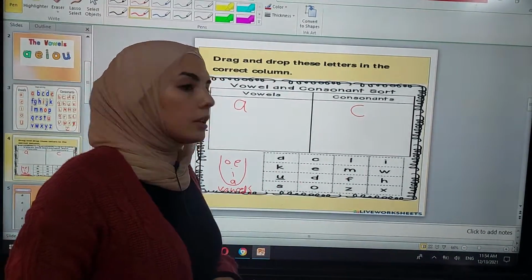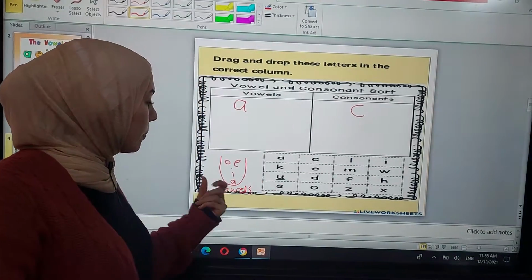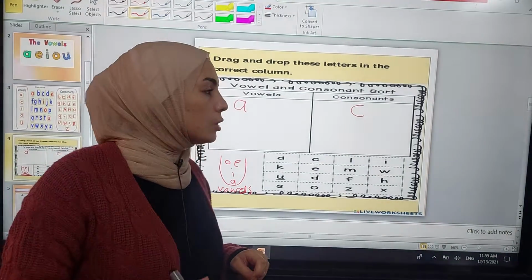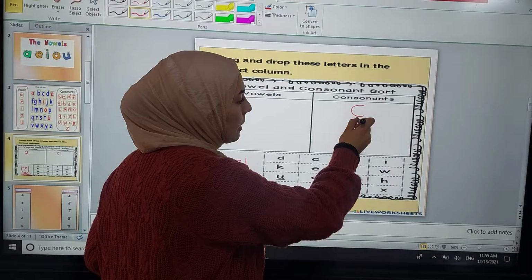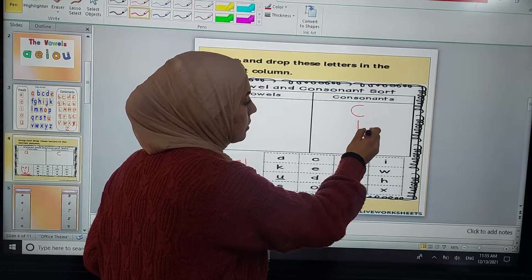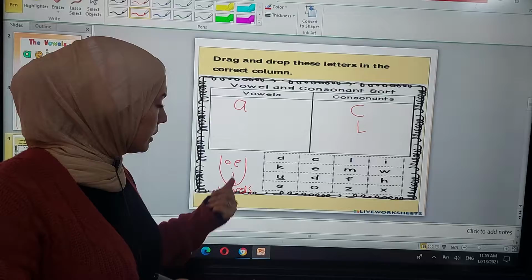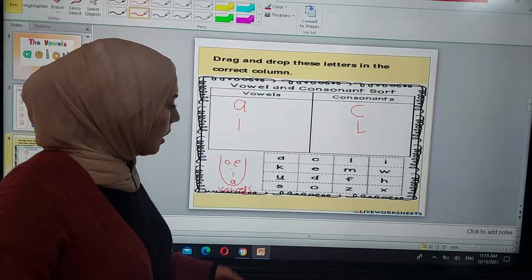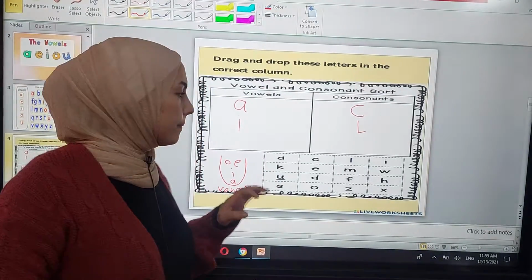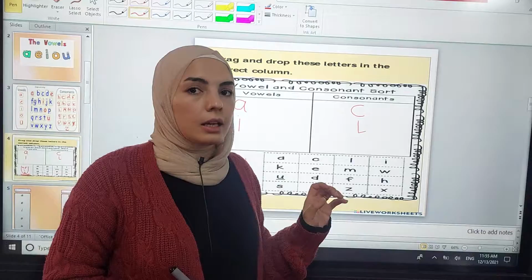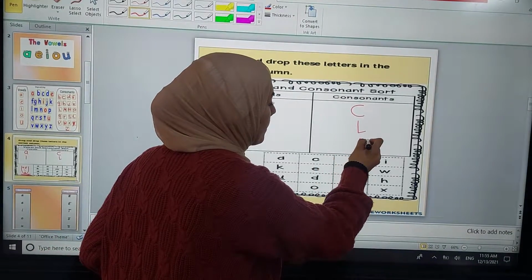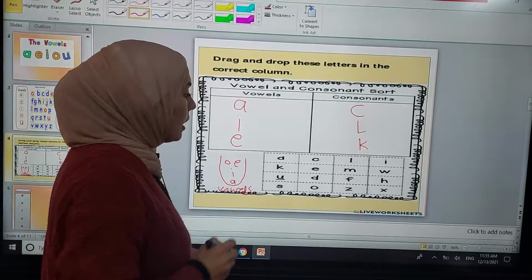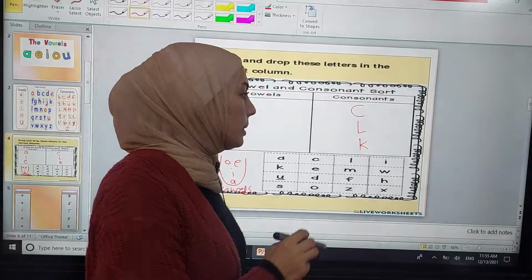So this is letter L. Is letter L from consonant or from the vowels? Can you find letter L in this happy face? No, so it will be a consonant. Good job. Let's write letter L here. I, yeah, it's here. So we will write it in the vowels table here. And K. K is a consonant. Great job. What comes after K? Then E. E, it's a vowel. Yeah. And M. M is a consonant.